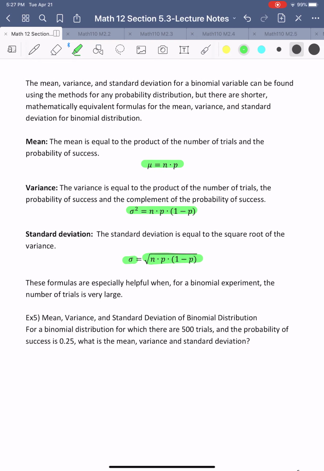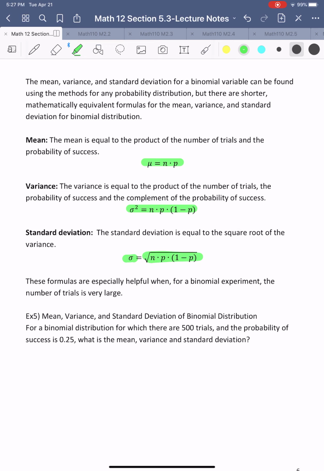So these formulas are especially helpful when, for a binomial experiment, the number of trials is very large. So example 5, mean, variance, standard deviation of a binomial distribution. For a binomial distribution, there are 500 trials, which is n equal to 500, and the probability of success is 0.25, okay? And then you know that q is going to be 0.75, right? But you don't have to use this though.